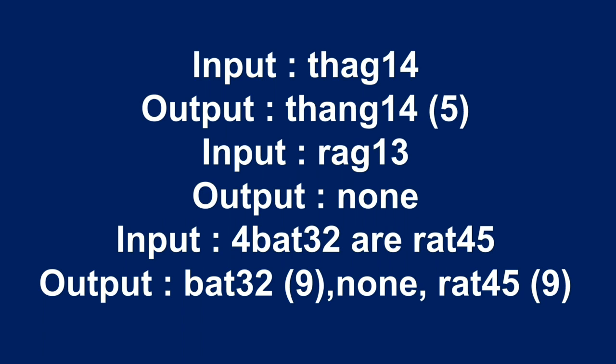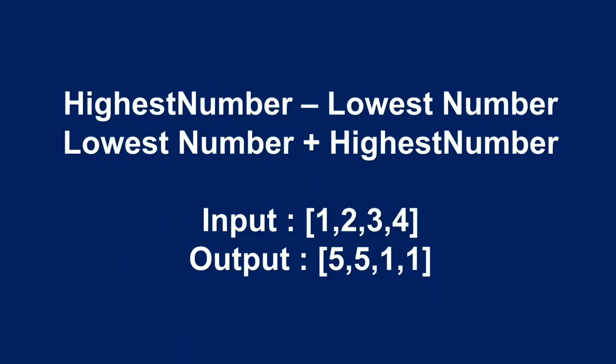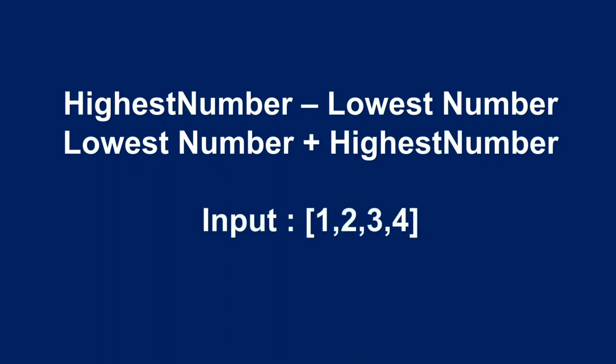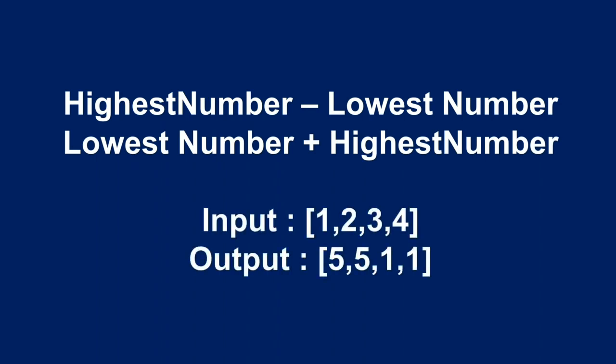Coming to the next question, this was a bit tricky, but again not that tough. I don't remember the overall question, but this was the expectation. There was an array of numbers. Given the input 1 2 3 4, the lowest number should be added with the highest number, the second lowest number should be added with the second highest number, and so on, and then the highest number should be subtracted with the lowest number, and the second highest should be subtracted with the second lowest number.